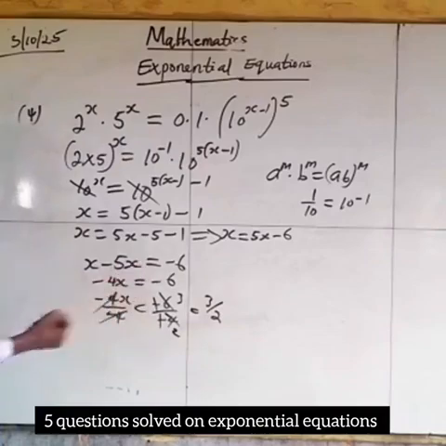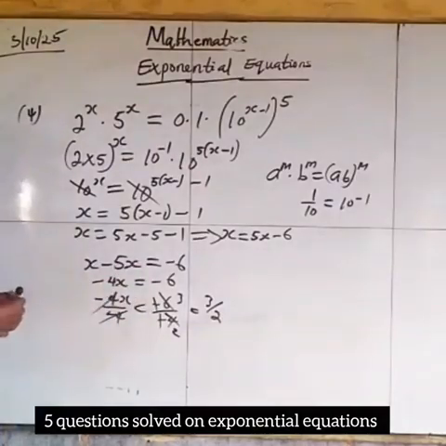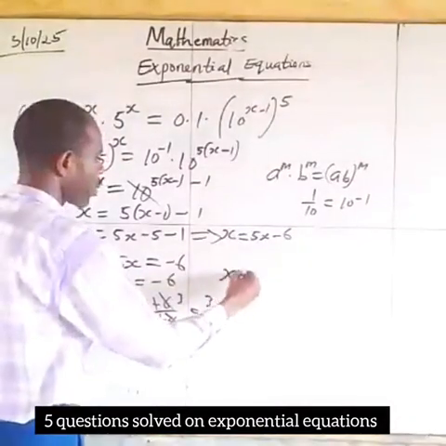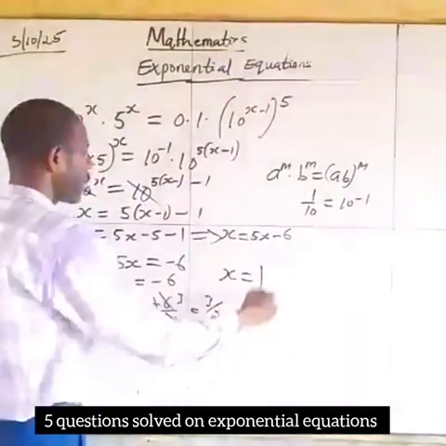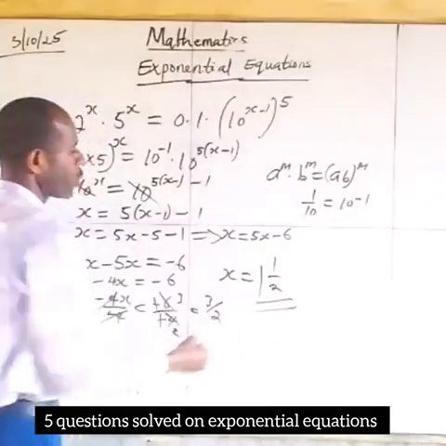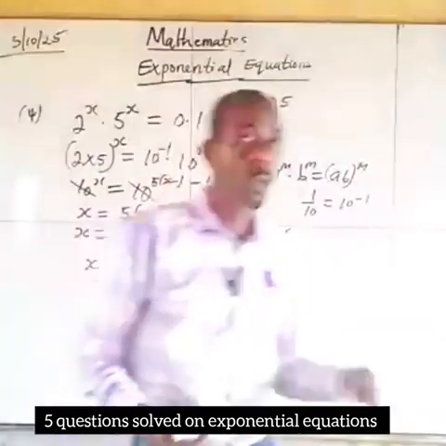Now you can decide to reduce it to a mixed number, which will now give us x equal to 1 whole number 1 over 2. So this is the solution to this question.